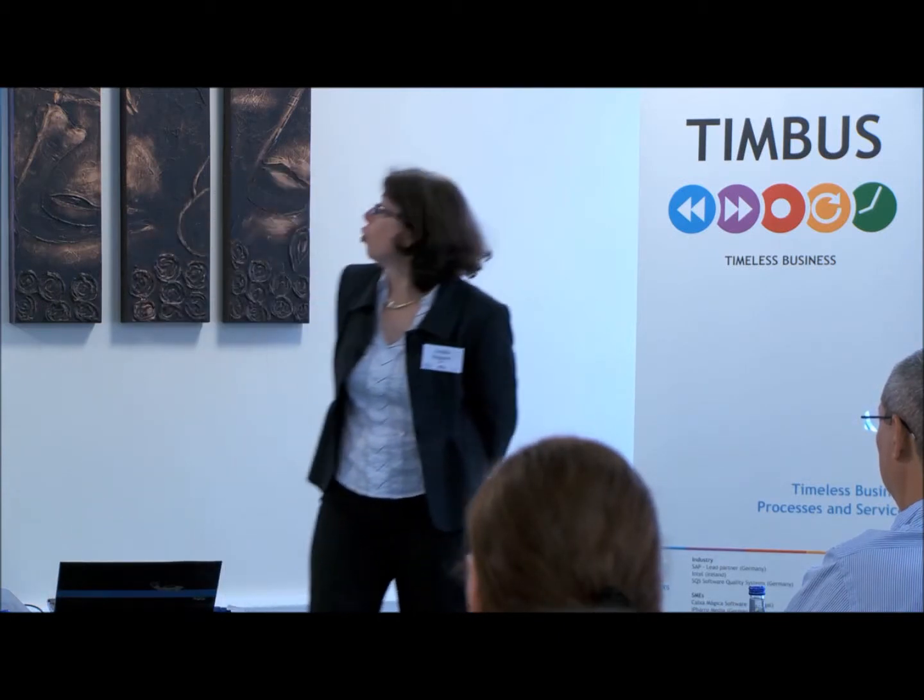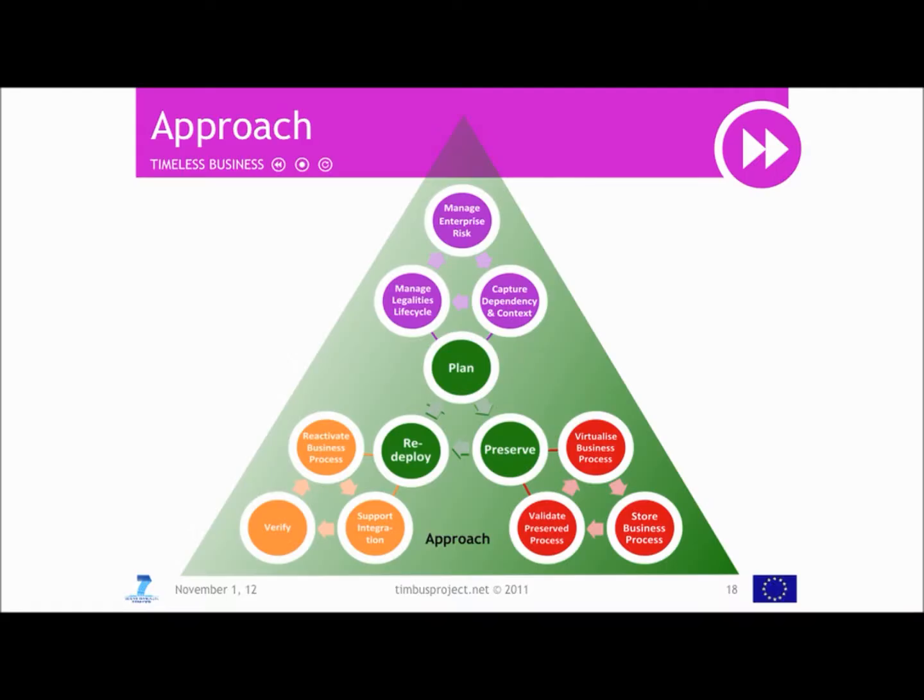So this slide shows you the TIMBUS approach. We have a three-step approach. We plan what aspects of a business process need to be preserved. Then we preserve it, and then we redeploy it.